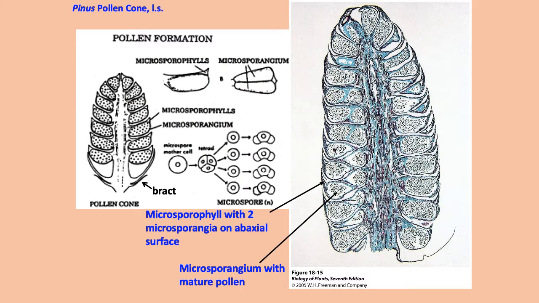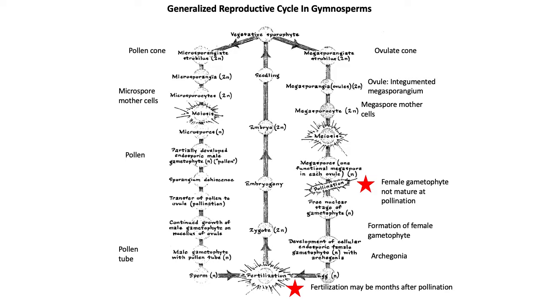All right. So I think this is where we left off. The reproductive cycle in gymnosperms is a very long process. We have pollination, but the female gametophyte's not mature at pollination. You have to wait for that pollen to fuse with the egg. So it could take days to weeks for it to travel there, or even years, and then you have fertilization.